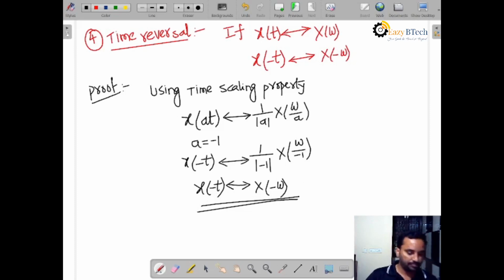Okay, very easy. So till now we have discussed 4 properties: linearity, time shifting, time scaling, time reversal. Further we have properties like frequency shifting, time integration, time differentiation, convolution, right? We have these properties further that we can discuss in the next session.